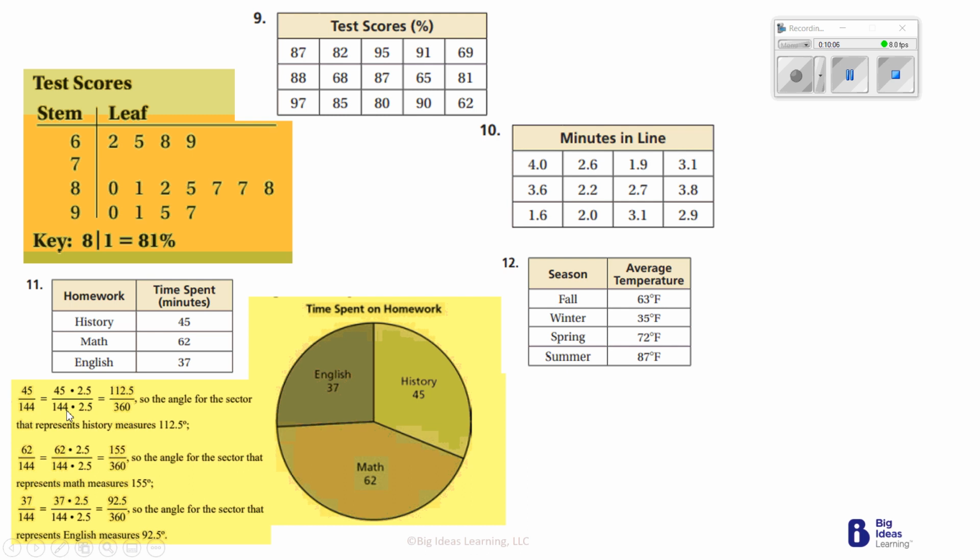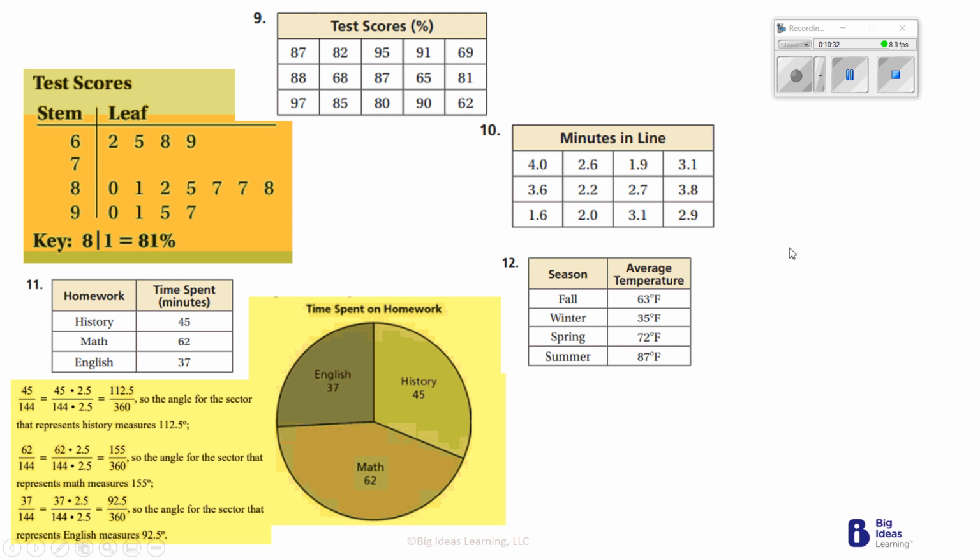Now, what multiplied by 144 gives you 360? All you have to do is take 360 and divide by 144 to find out. You'll get 2.5. So when you do that, you're going to multiply 2.5 by 45, and that's where you get your numbers. You're going to do that to each one of these, to the top and bottom, and that will give you your numerator, which tells you how much out of 360 for your circle graph.